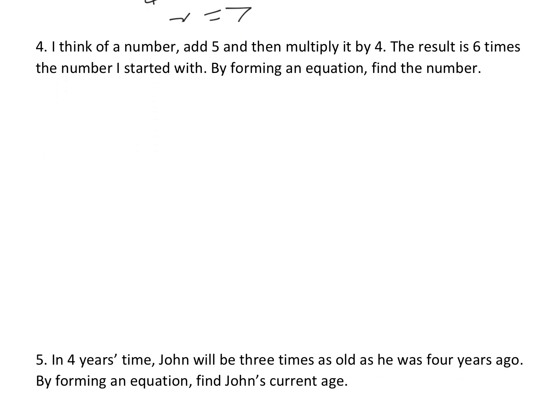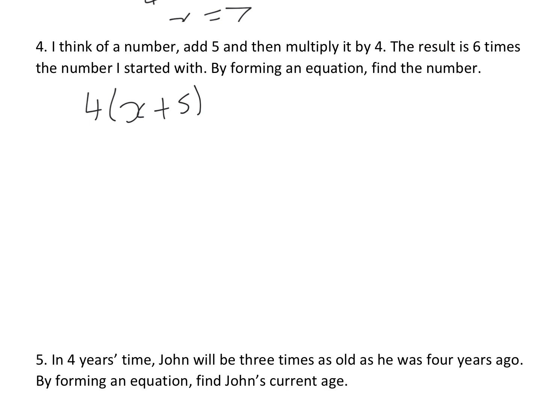Number 4. I think of a number, add 5, and then multiply it by 4. Let me break that down and write that in short. Think of a number, add 5, and then multiply it by 4. If you're multiplying that by 4, you're going to multiply x plus 5 by 4. So you'd have 4 times x plus 5. If you just write times 4, it would just multiply the 5 by 4.